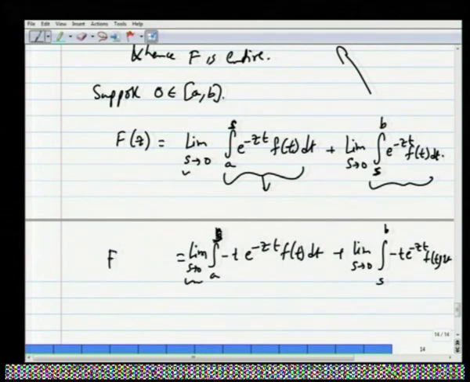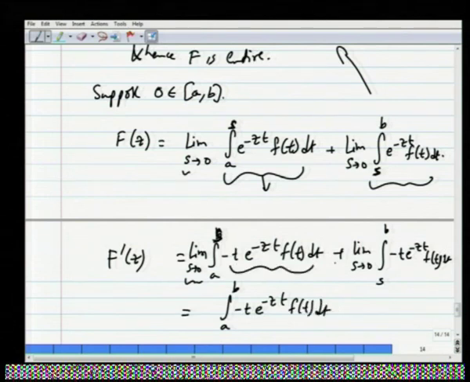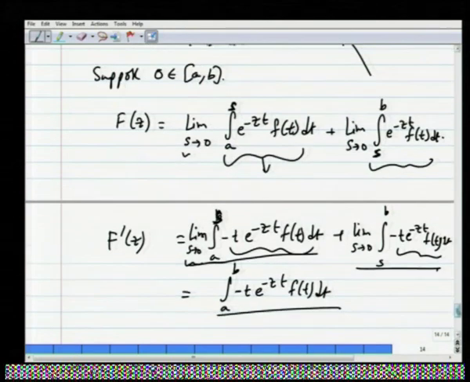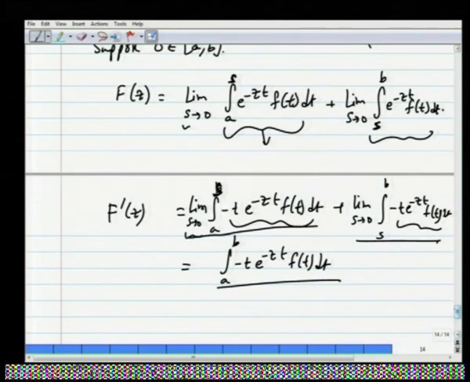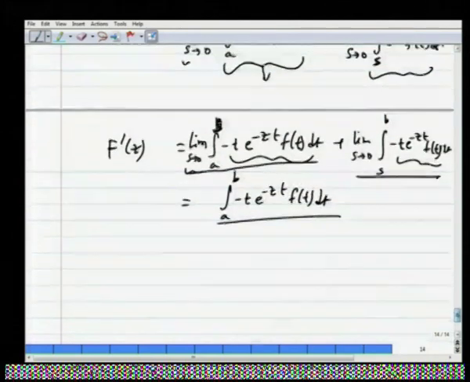Okay. So, f prime of z will be that, and that can now be combined into the integral from a to b of minus t e power minus z t f of t dt, because now there is nothing improper about combining these two definite integrals into this one. Okay. So, that is the other case. So, that shows that f is entire in any case, capital F is entire.